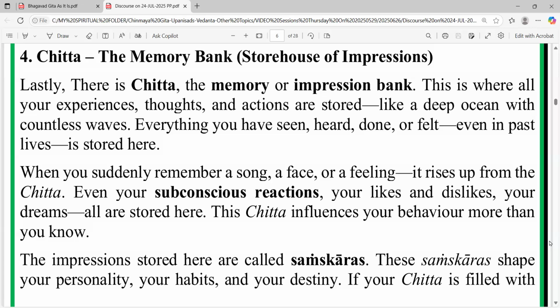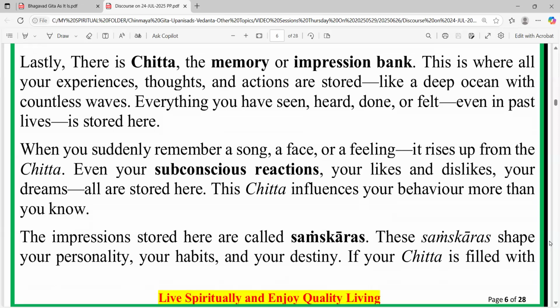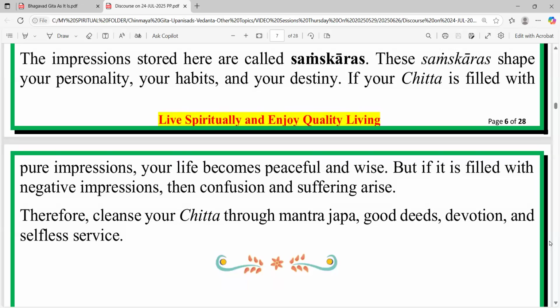When you suddenly remember a song, a face, or a feeling, it rises up from the chit. Even your subconscious reactions, your likes and dislikes, your dreams, all are stored here. This chit influences your behavior more than you know. The impressions stored here are called sanskars. These sanskars shape your personality, your habits, and your destiny.